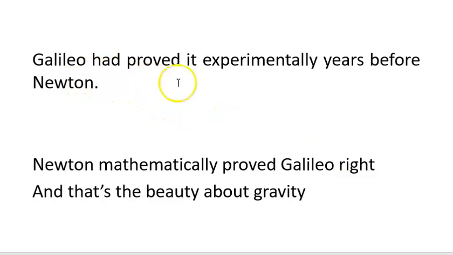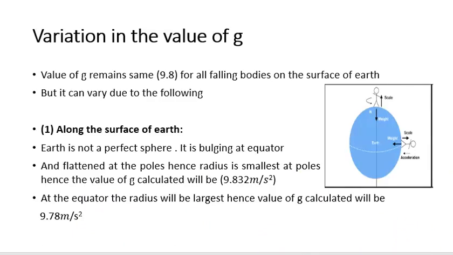Correct. Galileo had proved it experimentally years before Newton, and Newton mathematically proved Galileo right. And that's the beauty about gravity. Now we see variation in the value of small g. The value of g remains the same, that is 9.8 meter per second square, for all falling bodies on the surface of Earth. But it can vary due to the following.